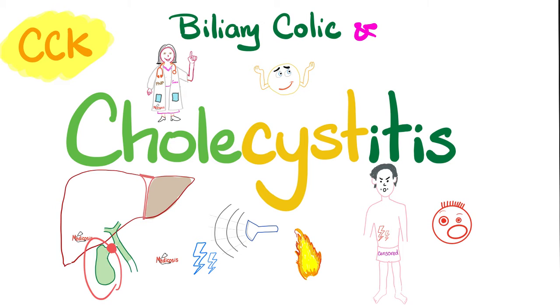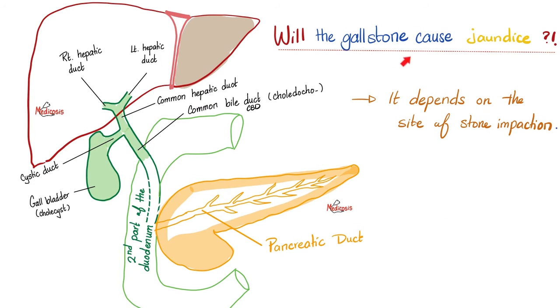Okay, but what is choledocholithiasis? Well, choledoco is the common bile duct. Lithiasis is a stone. Choledocholithiasis is a stone in the common bile duct. Will gallstones cause jaundice? Well, it depends on where the stone is. If the stone is here, in the cystic duct, the answer is no, because bilirubin can still flow from the liver to the duodenum. No obstruction in this path.